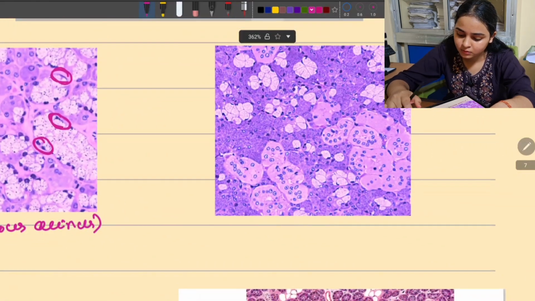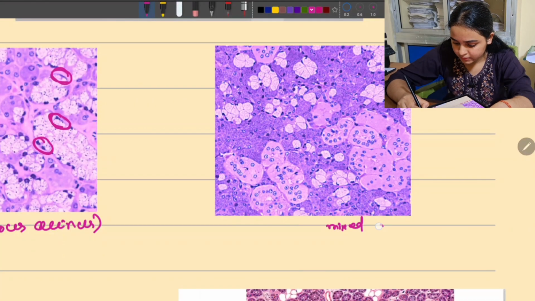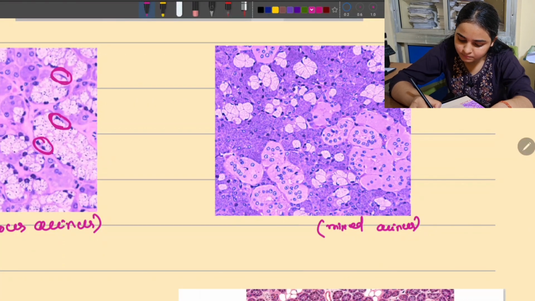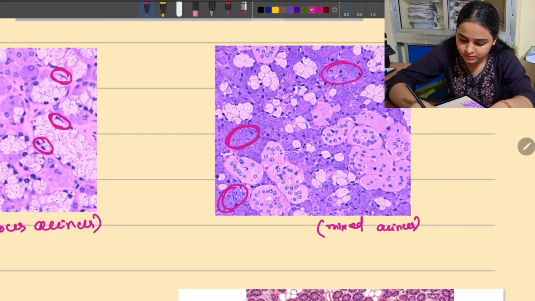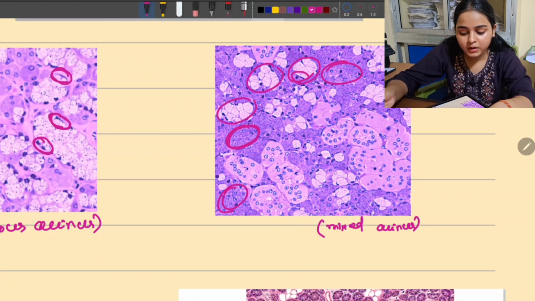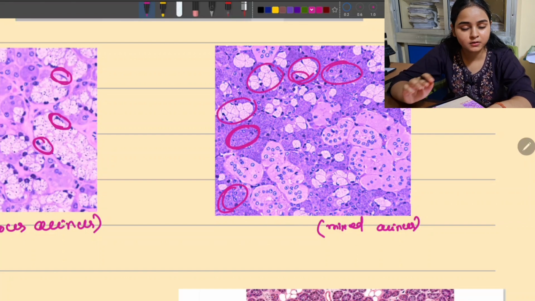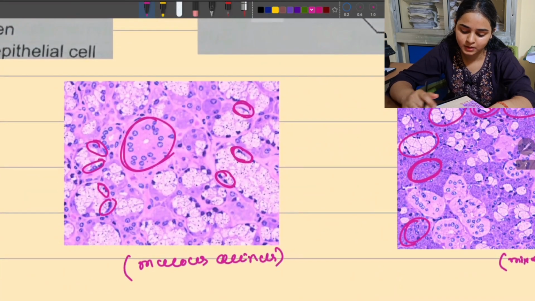Okay, now let's come to the mixed gland. So it is mixed acinus. And you can see these are serous acini that are present. These are serous acinus, but these are the mucous acinus. So if mucous and serous acinus both are present in one slide, then it is a mixed acinus gland, and the example of it is submandibular gland.